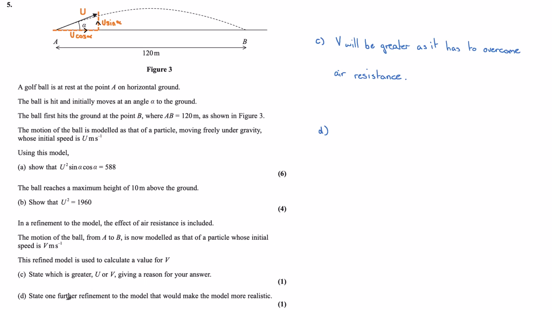Part D, state one further refinement to the model that would make the model more realistic. A good concept for these types of questions is to look for something that's been modelled in the question that we could do differently. So if we look here, the motion of the ball is modelled as a particle. Now, if the ball was not modelled as a particle, the question would indeed be more realistic, as it would involve spinning and all sorts of other crazy things. And so the ball not being modelled as a particle is a good refinement that would make this more realistic.